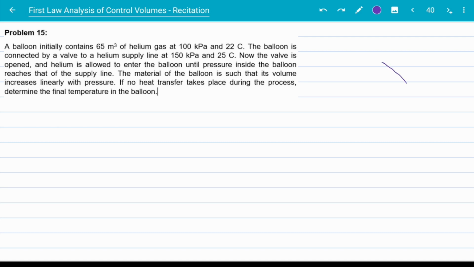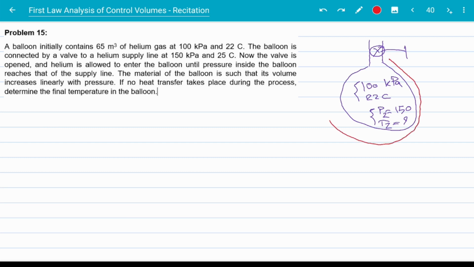So we've got a balloon like this, and it's connected to a supply line. Initially, this balloon has a pressure of 100 kilopascals and 22 degrees Celsius temperature, okay? At the final state, it reaches the pressure of 150 kilopascals, and the temperature is unknown. Now, during this process, the size of the balloon has increased to a new number, okay?